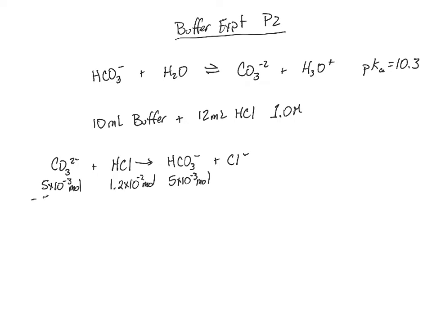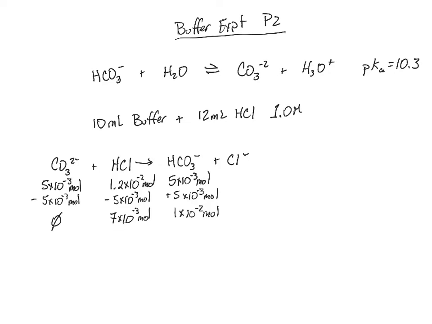And so that means that 5 times 10 to the minus 3 moles of reactants are going to react, forming 5 times 10 to the minus 3 moles of product. And so that gives me 0 carbonate, 7 times 10 to the minus 3 moles of HCl, and 1 times 10 to the minus 2 moles of bicarbonate left in the solution.